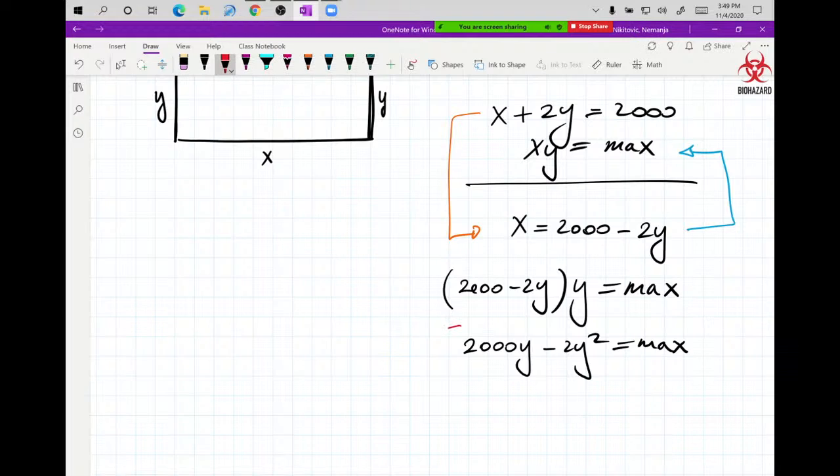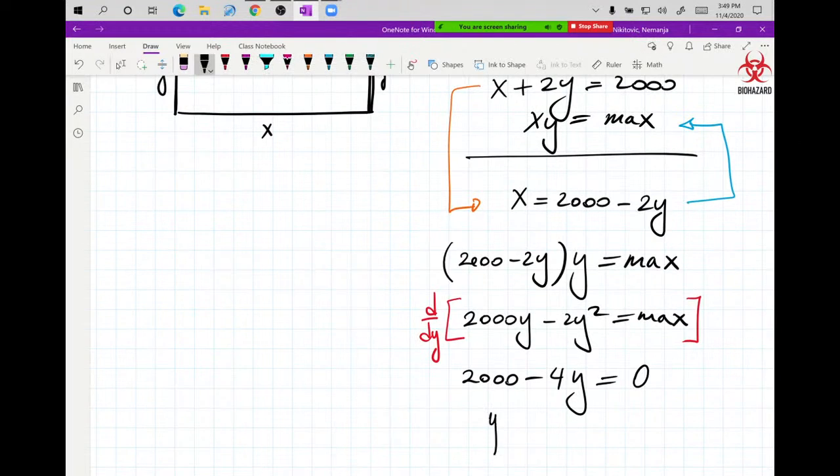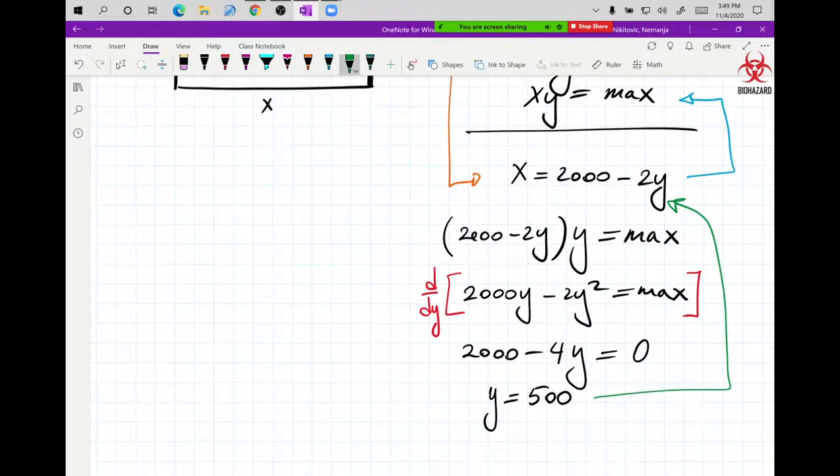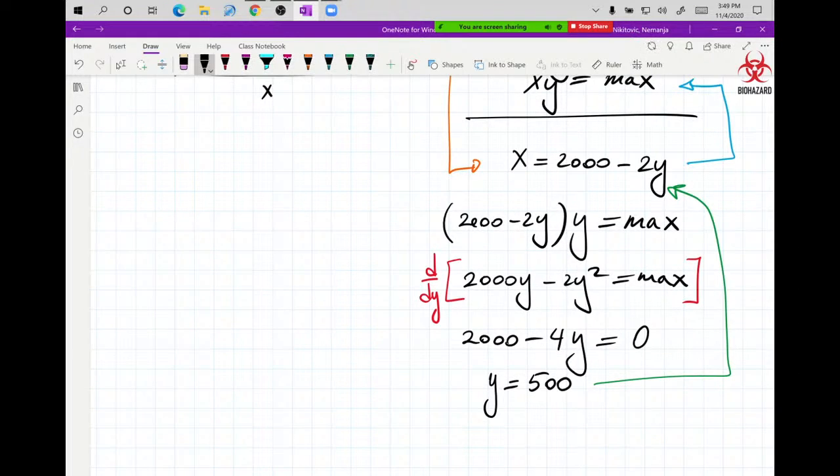And hit this with the derivative, d/dy. That's 2,000 minus 4y equals 0. Derivative max is 0. And y equals 500. Take that into the equation for x. X equals 2,000 minus 2 times 500 equals 1,000.